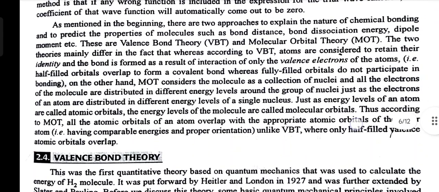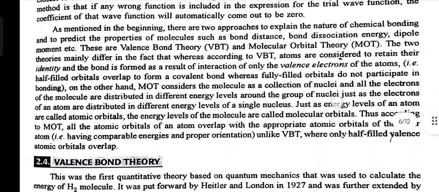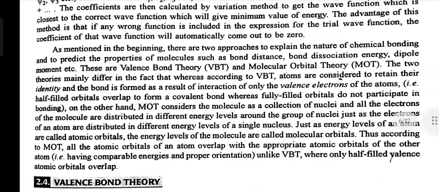As mentioned in the beginning, there are two approaches to explain the nature of chemical bonding and to predict the properties of molecules such as bond distance, bond dissociation energy, dipole moment, etc. These are valence bond theory and molecular orbital theory. The two theories mainly differ in that, according to VBT, atoms are considered to retain their identity, and the bond is formed as a result of interaction of only the valence electrons of the atoms.